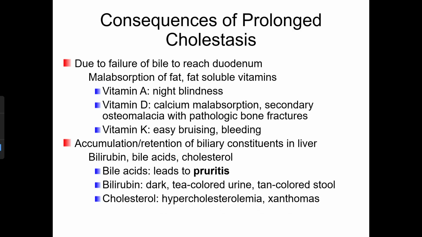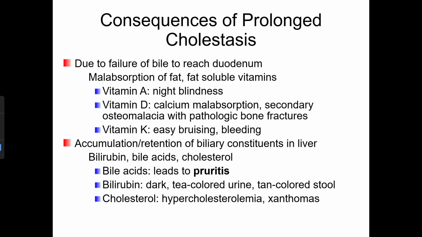Consequences of prolonged cholestasis. It's due to failure of bile to reach the duodenum. Malabsorption of fat and fat-soluble vitamins. Vitamin A deficiency can cause night blindness. Vitamin D, calcium malabsorption, secondary osteomalacia with pathologic bone features. Or vitamin K, easy bruising and bleeding.